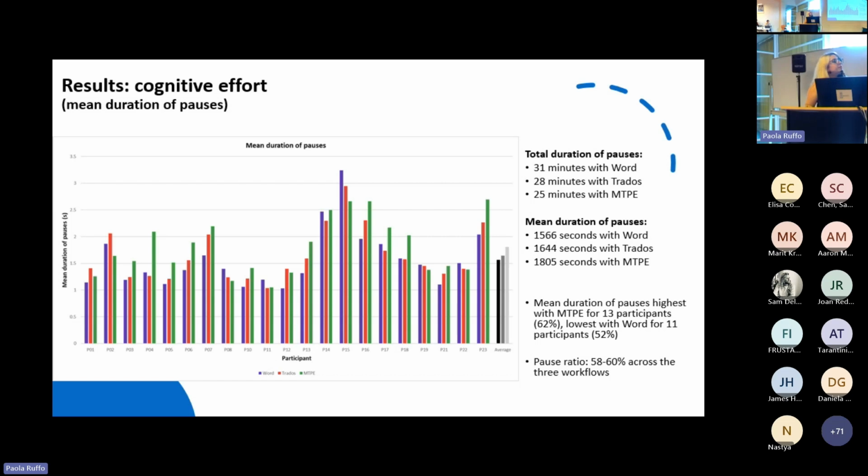And then I just calculated the pause ratio, which is just the percentage of total time spent on pauses, and that was kind of constant across all three workflows, so it was around 58 or 60%.